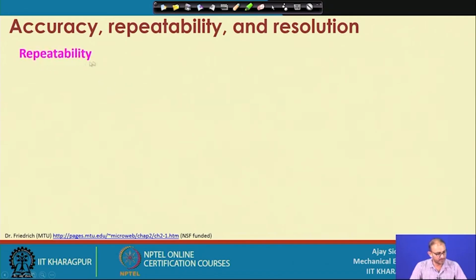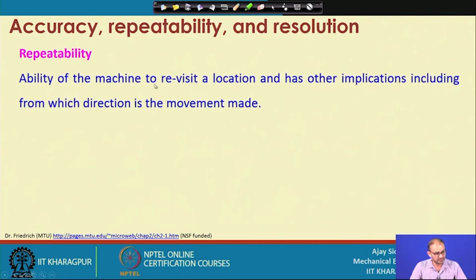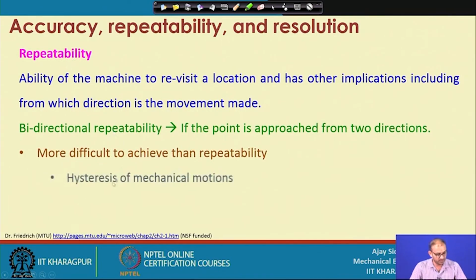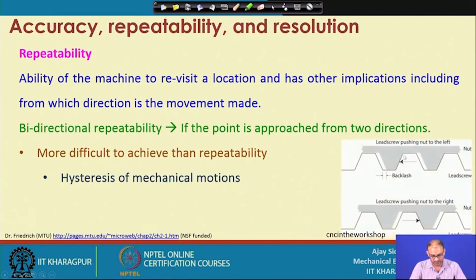Then we discussed repeatability. Repeatability means if you are visiting one location and then you again visit the same location. We have seen there are two types of repeatability, one is the repeatability only and another is the bidirectional repeatability. And there we have seen that it is difficult to achieve bidirectional repeatability compared to the only repeatability, because of the problem with the hysteresis in the mechanical motion. And we have taken one example of backlash. This figure was not there earlier, but this time I have added it. So, let us see what things are there.